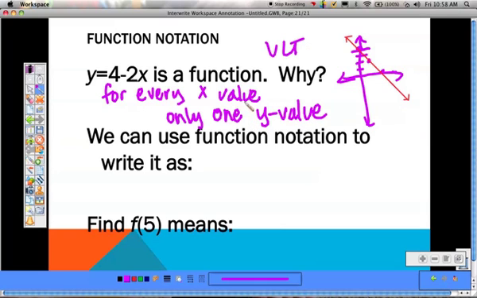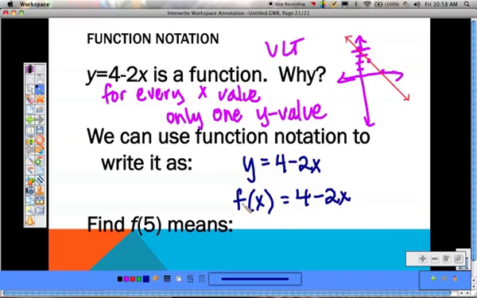All right, function notation is something that you may or may not have seen before. Instead of writing y equals 4 minus 2x, we use different letters such as f or g or h, and we could say, f of x equals 4 minus 2x, and that just means it's a function. It's the same as writing a y, but f of x just denotes that this is a function.